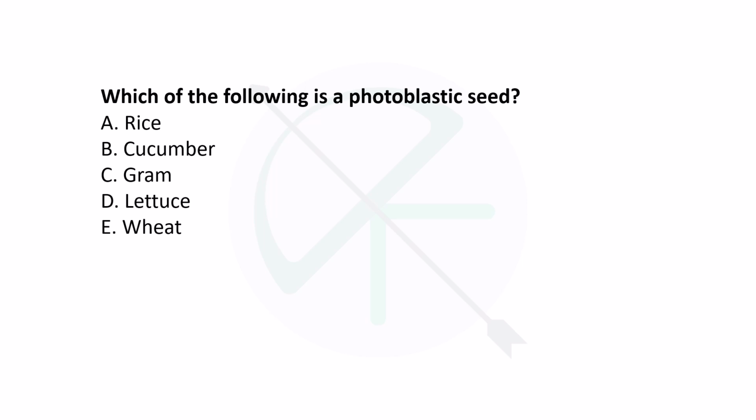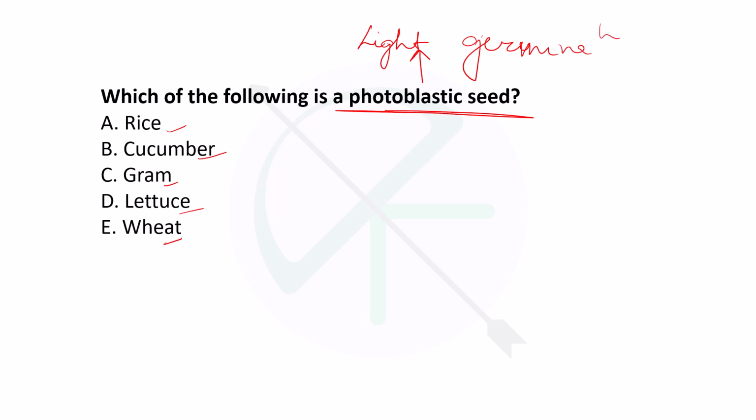The first is, which of the following is a photoblastic seed? Rice, cucumber, gram, lettuce or wheat? So what does photoblastic mean? Photoblastic seed means those seeds which depend on light for germination, right? And it can be positively photoblastic, it can be negatively photoblastic.